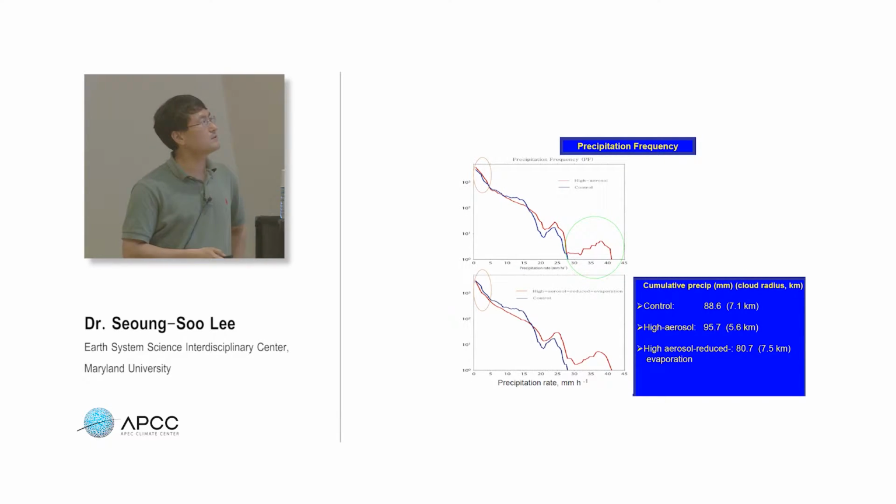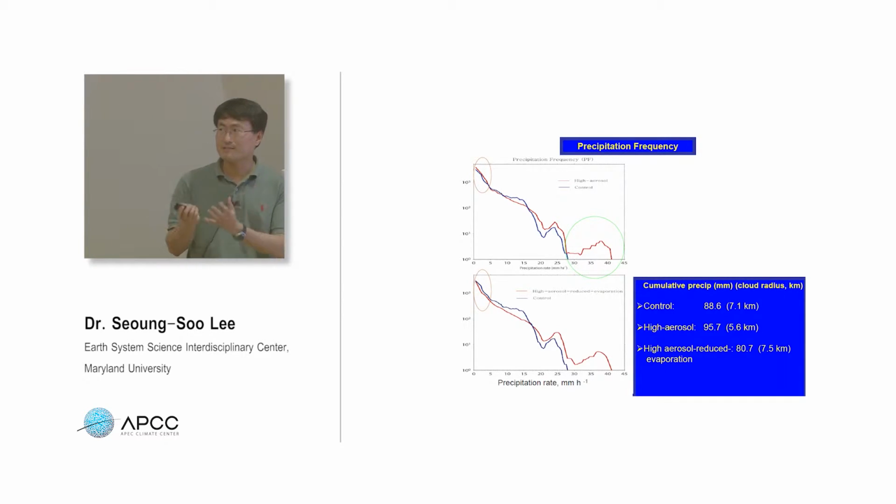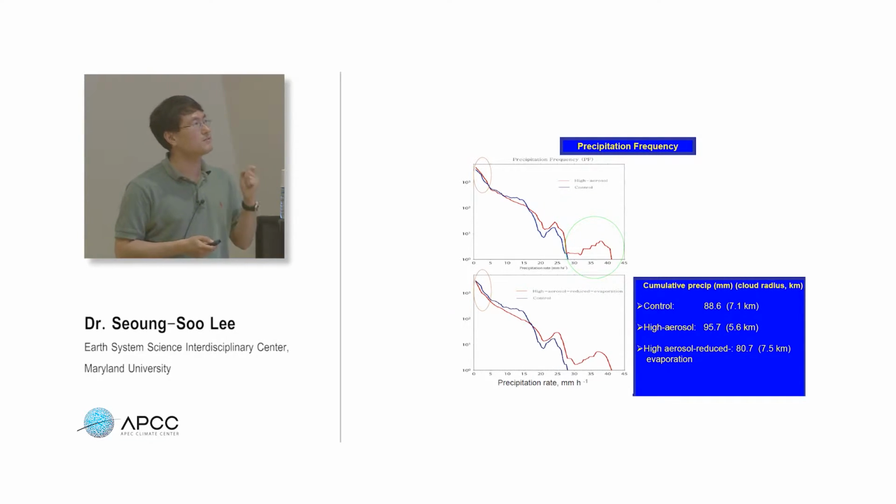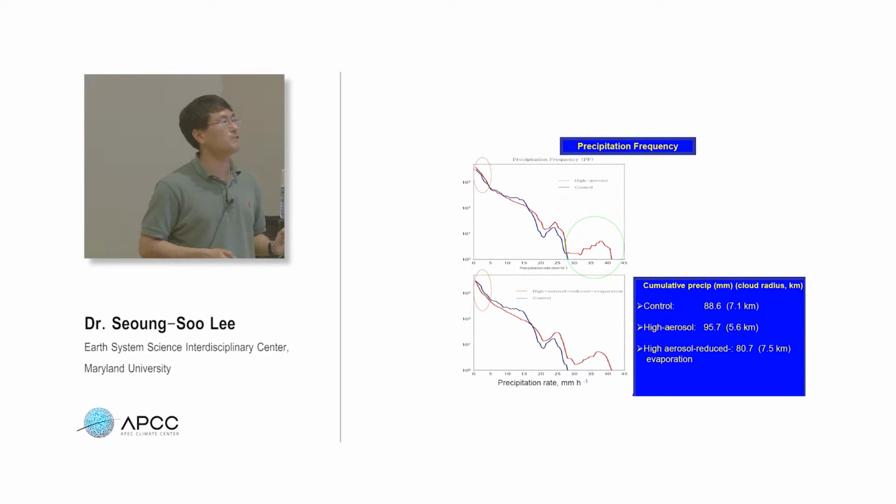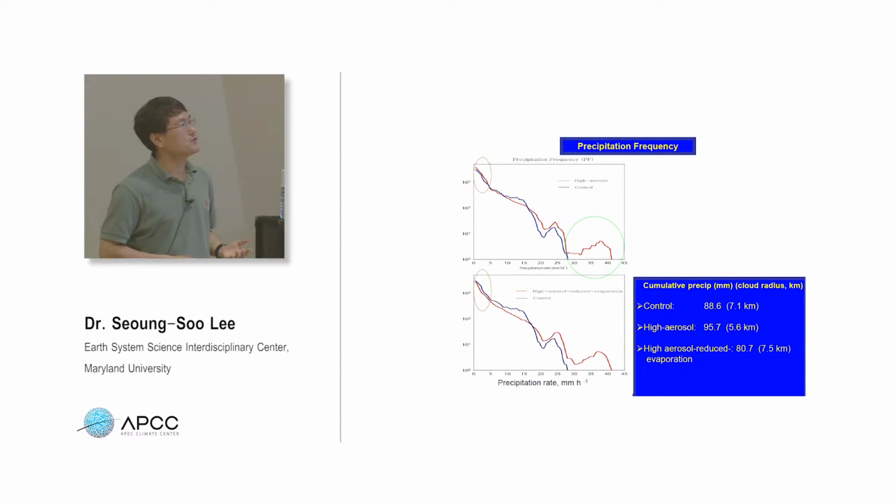In this repeated run, in contrast to the situation between the high aerosol run and the control run, for precipitation with a rate below 5 millimeters per hour, there's a smaller frequency than that in the control run. This is mainly due to the decrease in the number of small clouds whose size is smaller than the average cloud size in the control, which is 7.1 kilometers. Note that these small clouds mainly produce precipitation with a rate smaller than 5 millimeters per hour. So with this change, the cumulative precipitation in this repeated run becomes smaller than that in the control run.